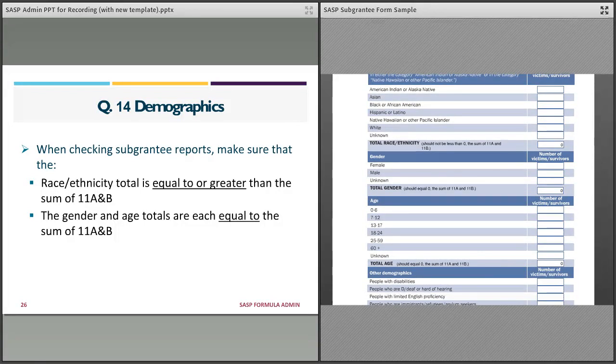The gender and age totals must equal exactly the number of people who were reported as served and partially served in question 11.